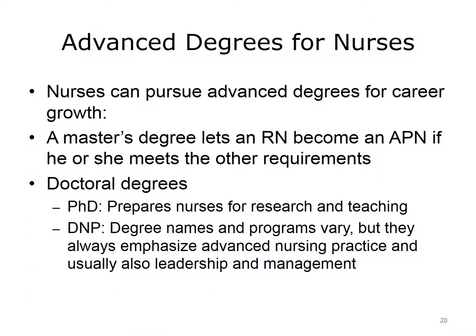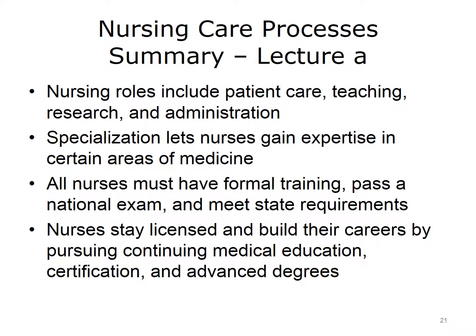Like specialty certificates, higher education can help nurses advance. As discussed, RNs can earn a master's degree in nursing to become an advanced practice nurse. They can also earn doctoral degrees in nursing, either a Doctor of Philosophy or PhD, or a Doctor of Nursing Practice, or DNP. The PhD program trains a nurse to do research and teaching, and the DNP program trains a nurse in leadership and other skills. Today, many nurses may seek advanced degrees in disciplines such as informatics or business, which support other roles that nurses hold in today's industry. This concludes Lecture A of Nursing Care Processes.